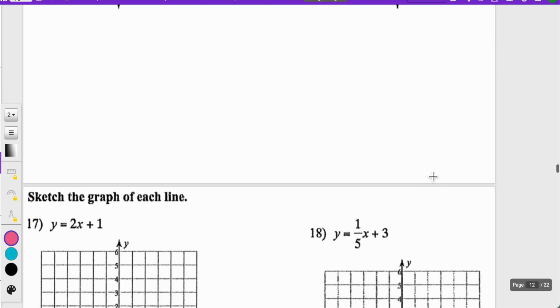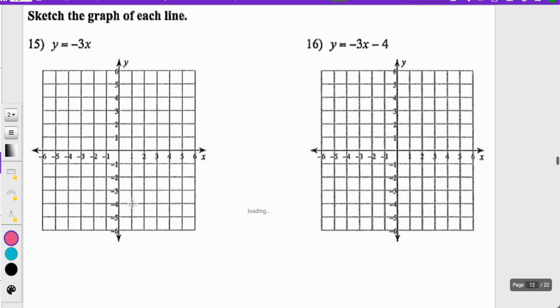Okay, and then a few more. Sketch the graph of the line. There is no y-intercept, so my y-intercept is 0. And my m is negative 3 over 1. That means I need to go down 3, 1, 2, 3 over 1 to create that negative slope.